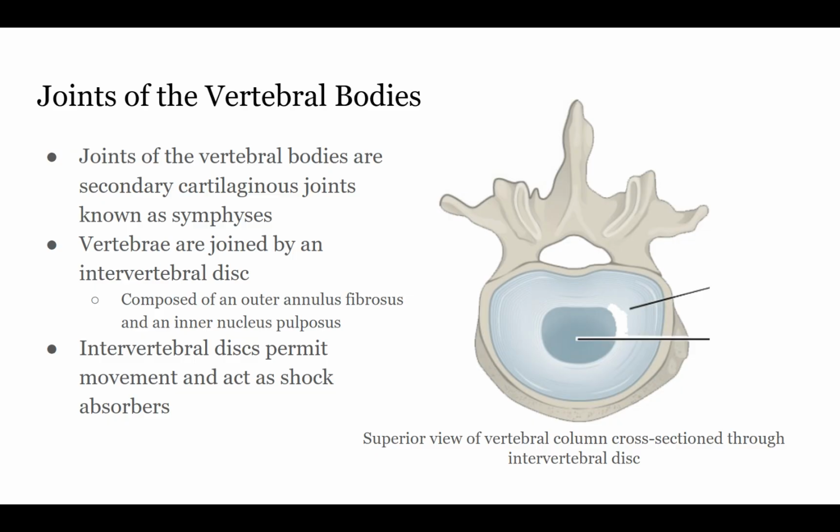The first type of joint we're going to look at are the joints between the vertebral bodies. So between the vertebral bodies, there are secondary cartilaginous joints called symphyses. They're joined by an intervertebral disc, which have an outer ring called the annulus fibrosus, and a gel-like center called the nucleus pulposus. These discs allow movement and absorb shock when we move and jump.